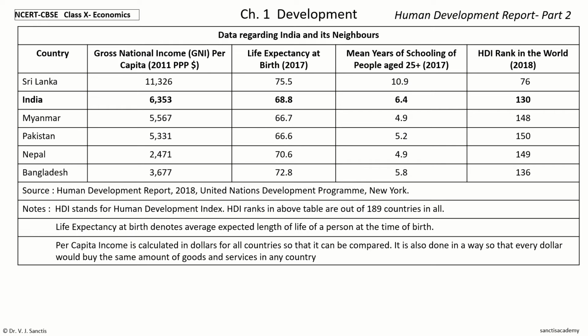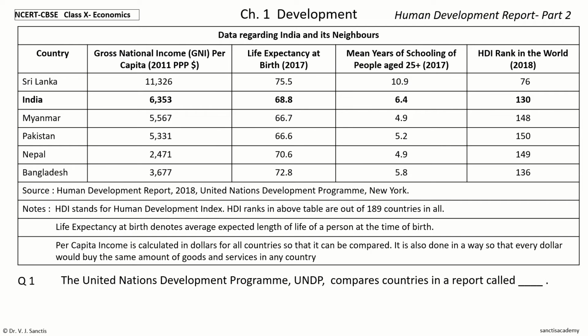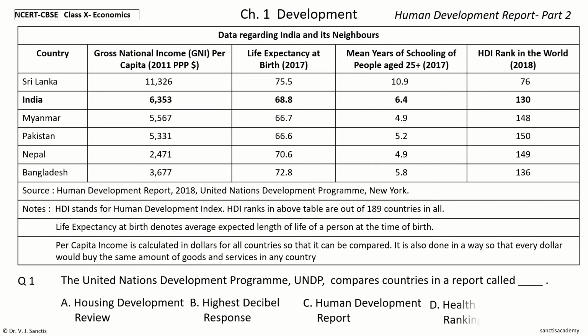Next, question 1. The United Nations Development Programme UNDP compares countries in a report called Dash. The options are Housing Development Review, Highest Decibel Response, Human Development Report, Health and Disease Ranking. Your time to choose. And the answer is Human Development Report.